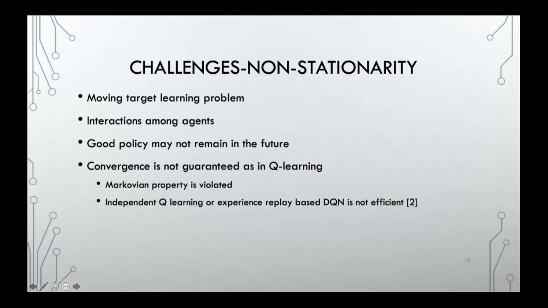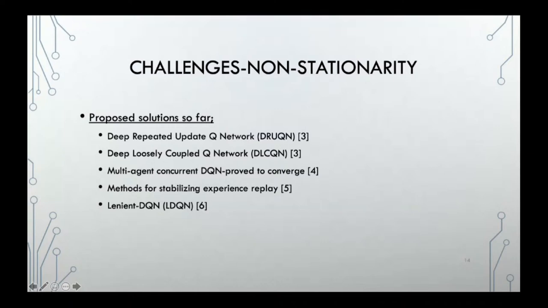There are solutions in the literature to deal with this problem. I will not go into details of these algorithms in this presentation, but you can check those from the references. At the end, I will share the reference list of these. But mainly these solutions are variants of the DQN. Each researcher has added some different features to DQN to deal with the non-stationarity or to decrease the effect of the non-stationarity. You can check those works later on if you want.